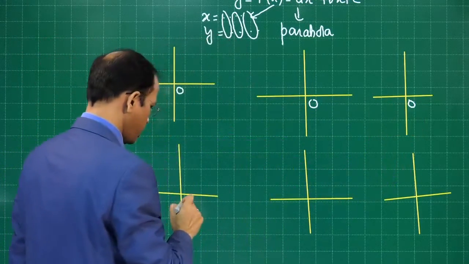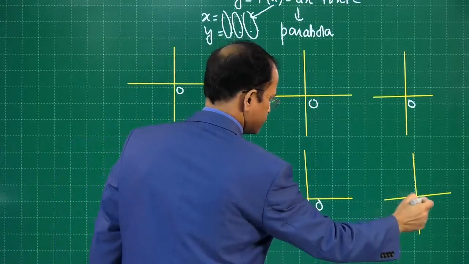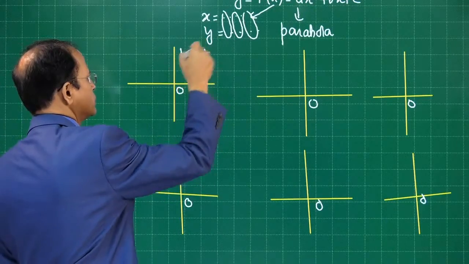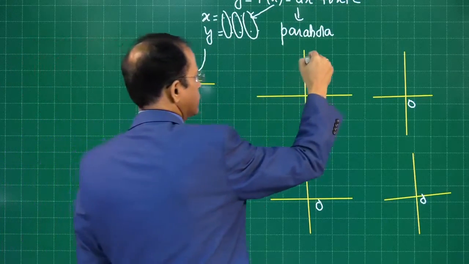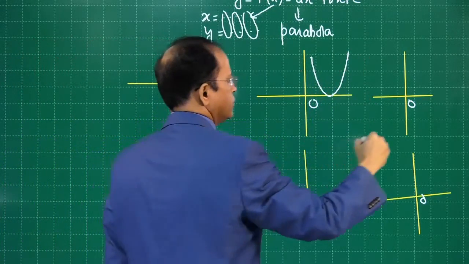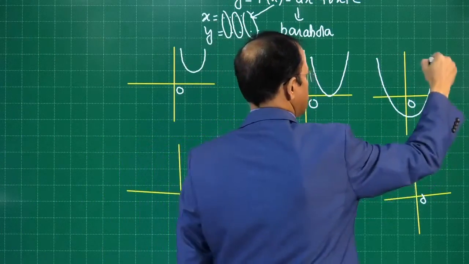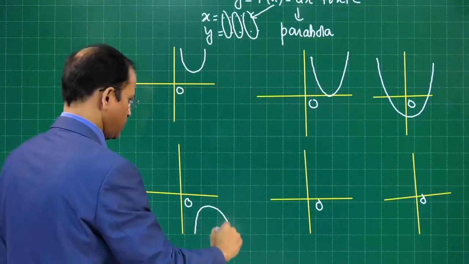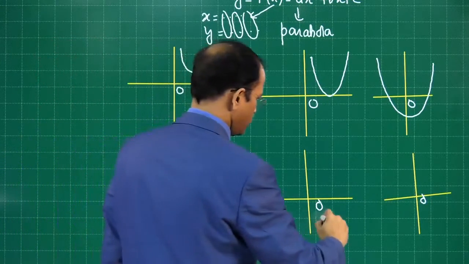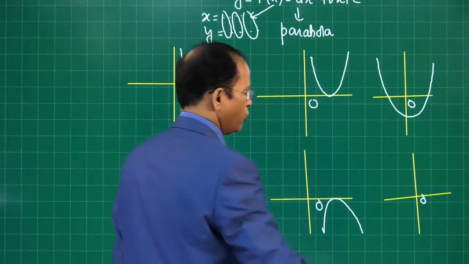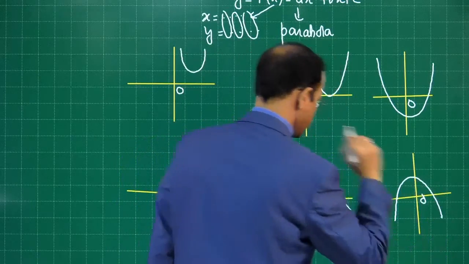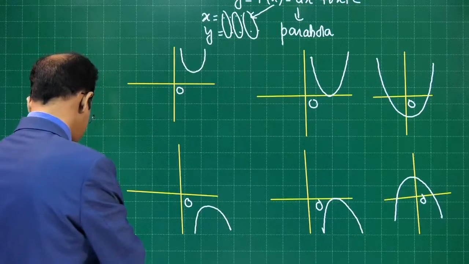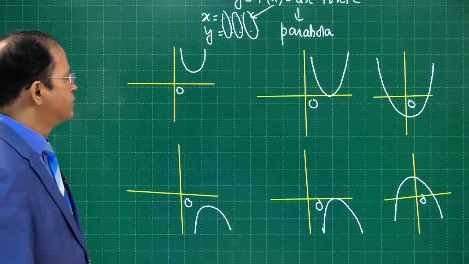So when you say a parabola, what does it mean? It means we are talking about this one, or maybe this part, or maybe this one, or maybe this. 4 cases. Got it? Now, see, what we have?